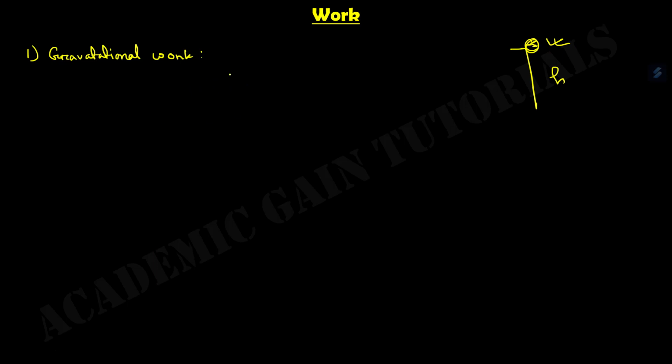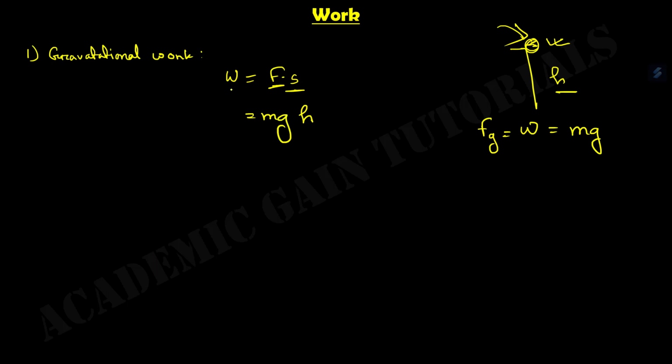We know the formula of work is W equals F dot s. Here s means the displacement, and in the case of free fall, s means our height h, and the force is something that occurs due to gravity. The gravitational force F_g equals the weight W, and weight W equals m g. So instead of F we can use m g. So the whole equation for gravitational work is W equals m g h.